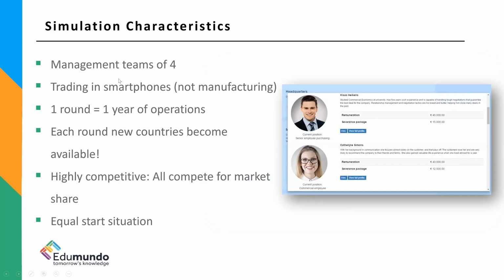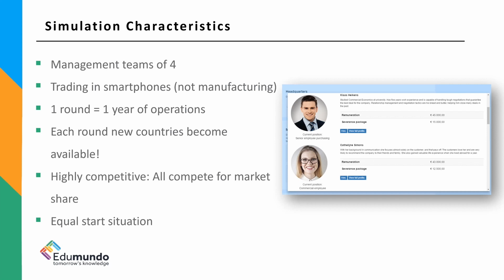You'll be playing the game or the simulation in teams. With your team, you are managing your own brand selling phones. So you're not manufacturing the phones, you're trading in smartphones. So you purchase them and sell them all for a higher price. You will have to manage your phone brand for a couple of rounds. Each of those rounds is equal to a year of operations.